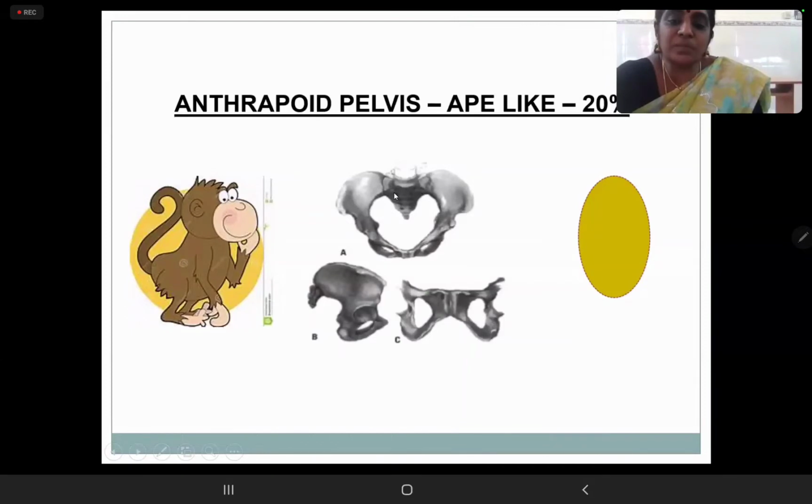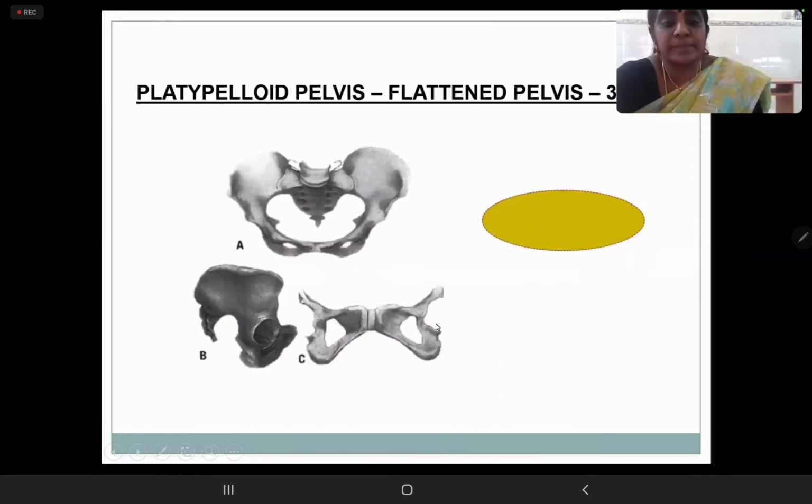Anthropoid pelvis is almost like android pelvis. The inlet is oval shape. Here in the anthropoid, it's more oval, but one advantage here is you have a wider subpubic angle. Platypelloid is a flat-shaped pelvis, very wide subpubic angle, and there is resistance only in the inlet place. If the head negotiates the inlet, delivery is easy in a platypelloid pelvis. But it is less common. It is only around 3%.